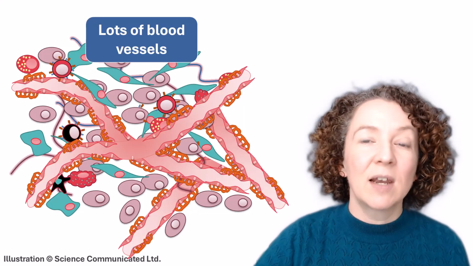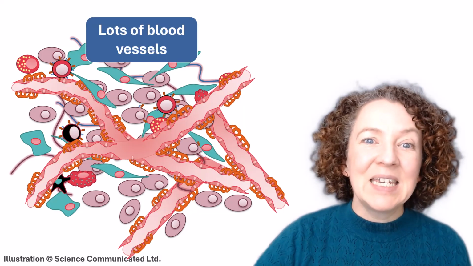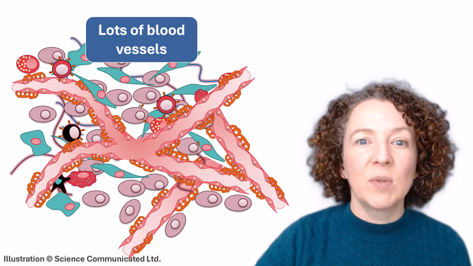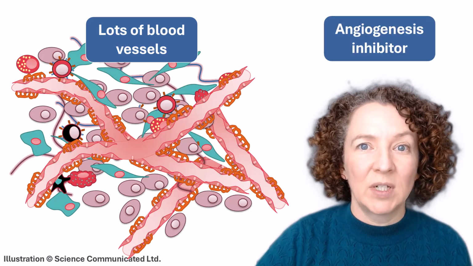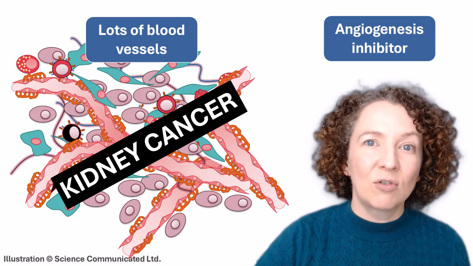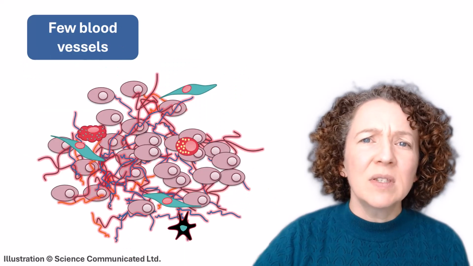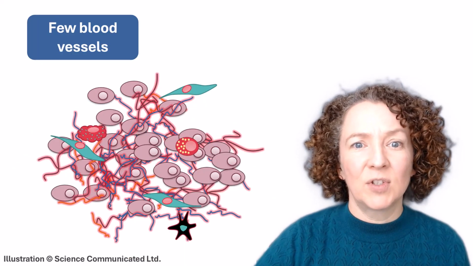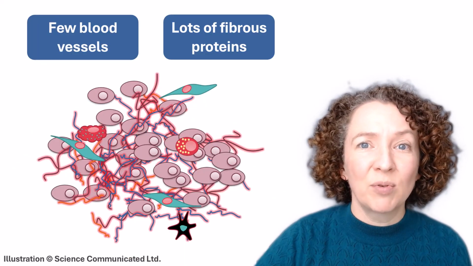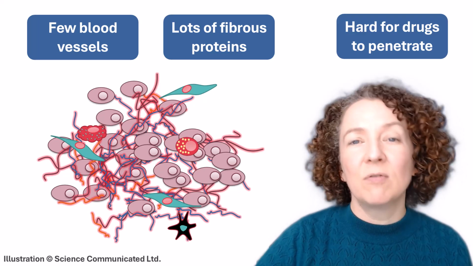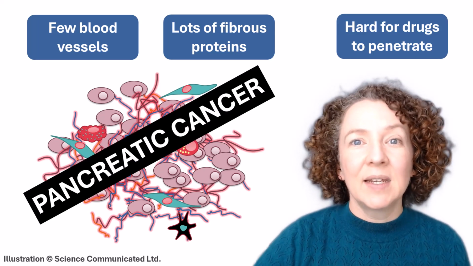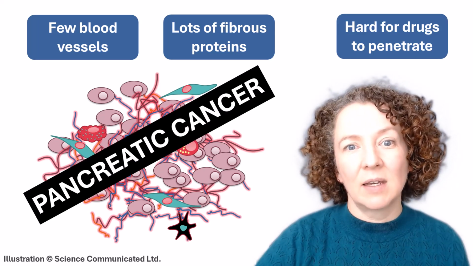Some tumors contain lots of blood vessels. These tend to be more sensitive to treatments known as angiogenesis inhibitors. Kidney cancer is a great example. Tumours that contain far fewer blood vessels but lots of layers of fibrous protein are much more difficult for a treatment to penetrate, an example being pancreatic cancer.